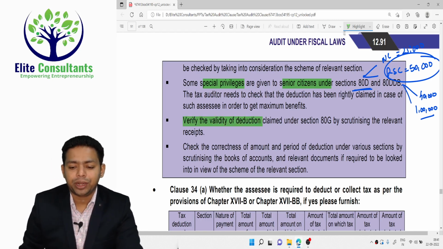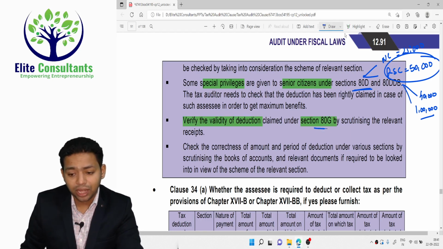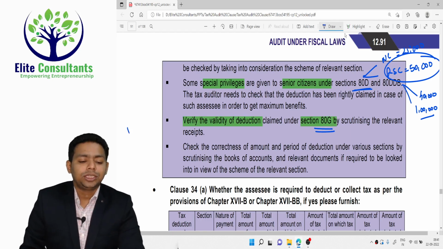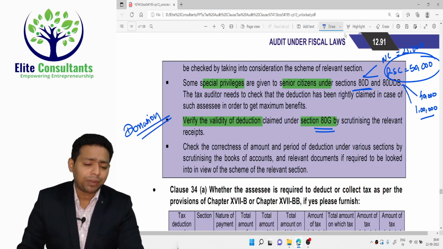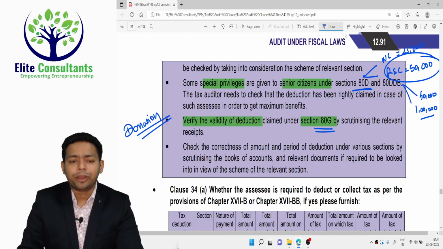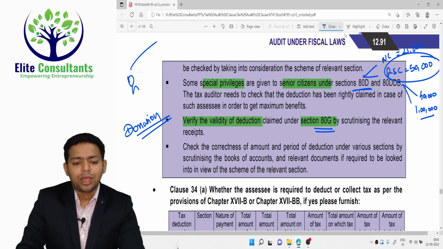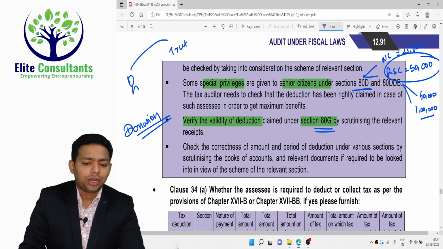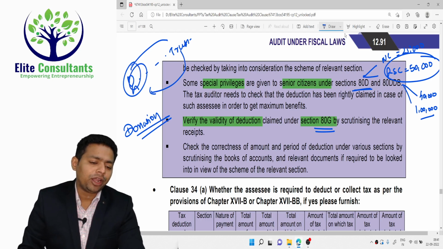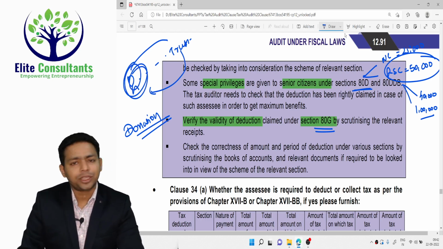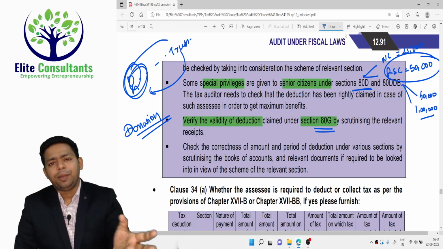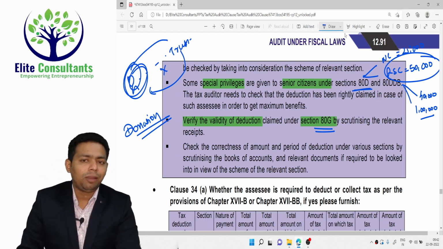Verify the validity of deductions claimed under 80G. This is another important section. Here, sometimes assessee claim deduction of donation and which is fake. Sometimes it is fake, sometimes it is a round trip transaction. What is round trip transaction? Assessee will give money to the trust. Trust will issue the certificate to the assessee, and then this trust will convert into cash or some other form, and directly or indirectly this money will be given back to the assessee. Obviously there will be some transactional cost, 10%, 20% depending upon. So this is something illegal people are doing.